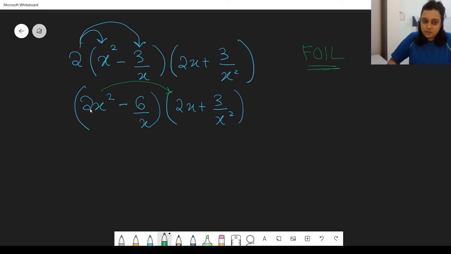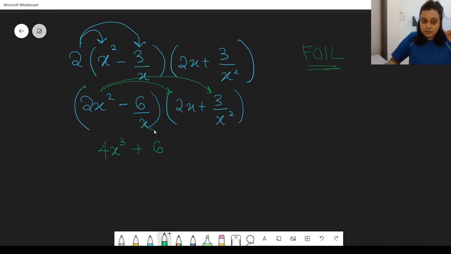Here 2x squared times 2x, 4x cubed, because the power plus already, 2 plus 1. 2 times 3, so 2 times 3 is 6. Here x squared and x squared cut off already, so no more x. No more x, just the number only.